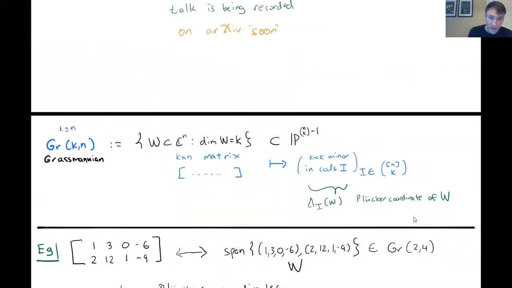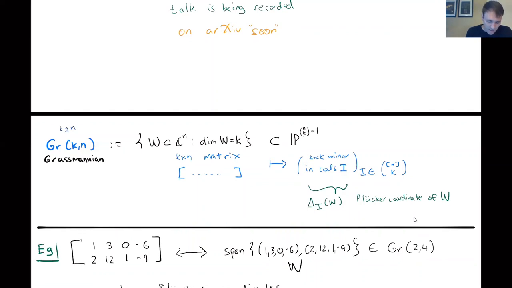which is the set of k-dimensional subspaces of an n-dimensional complex vector space. And that's a projective subvariety of some projective space. And the embedding goes as follows. If I have a k-dimensional subspace, I can pick a basis. Each basis vector I think of as a row vector, and I stack them together to get a k by n matrix that represents my subspace.